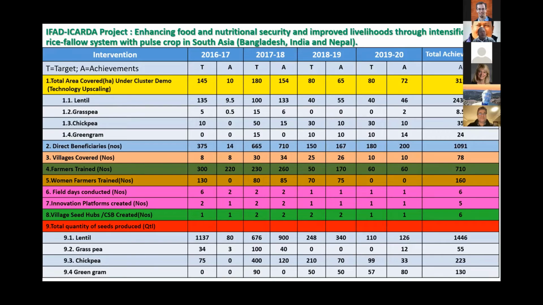So in the IPAT ICARA project, from this project we cover about 244 hectares of land and produce 1,446 quintals of seeds, and we also train 710 farmers, and 191 were the direct beneficiaries from the project.